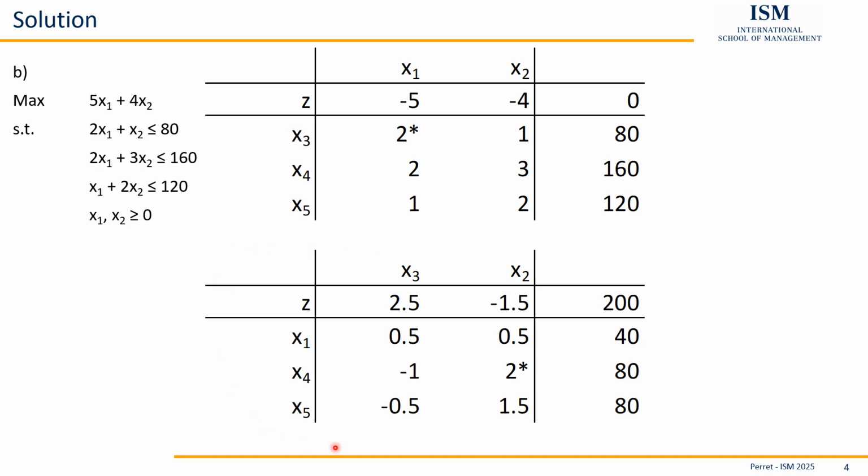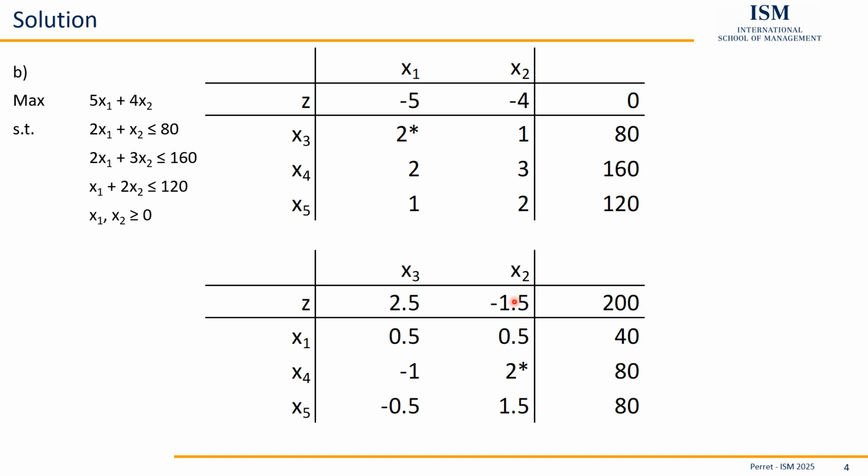So this way I have recalculated the whole table and can take a look whether I already arrived at the optimal solution. For the optimal solution, all entries here in this objective function row need to be positive. This one is positive, this one is not yet.